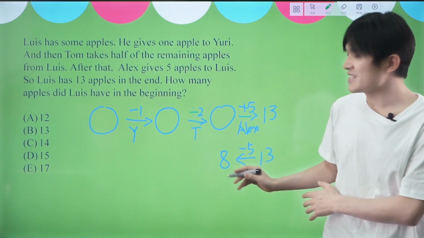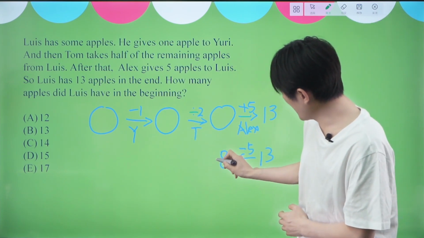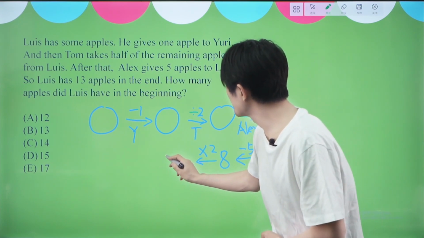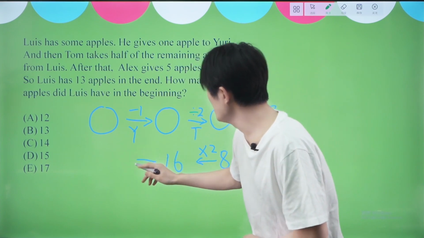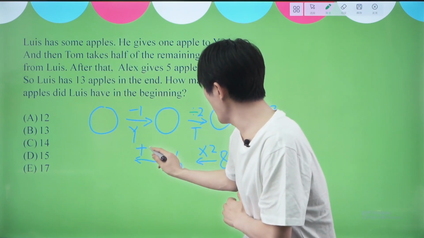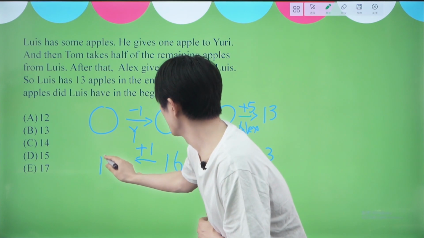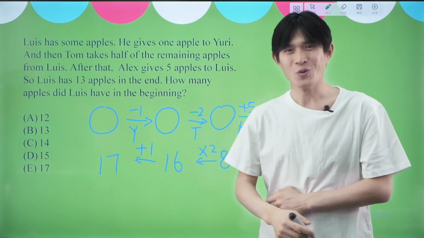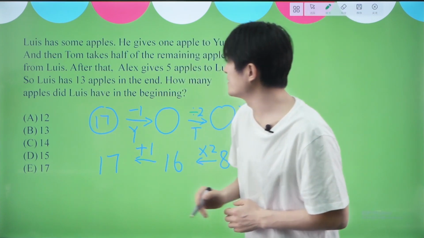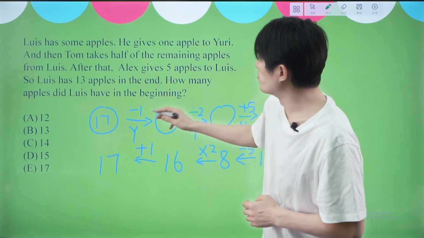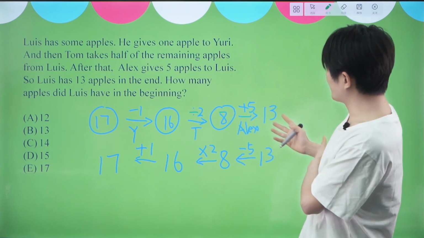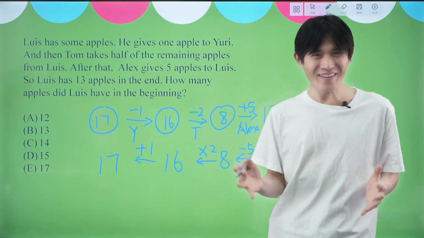So an unknown number divided by 2 is 8. 8 times 2, 16. And then minus 1. So we need to work backwards. Add 1. That will be 17. Is this correct? Let's check our solution. So let's say there are 17 apples in the beginning. Minus 1, 16. Divided by 2, 8. Plus 5, 13. We are correct.